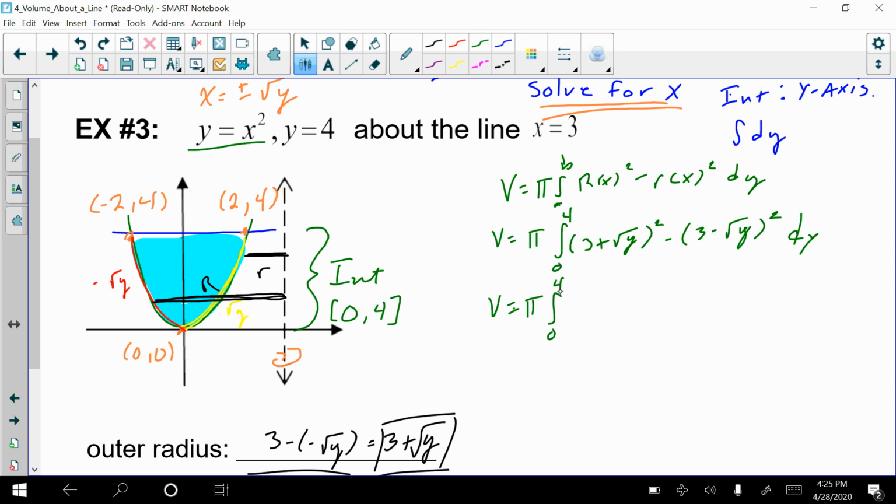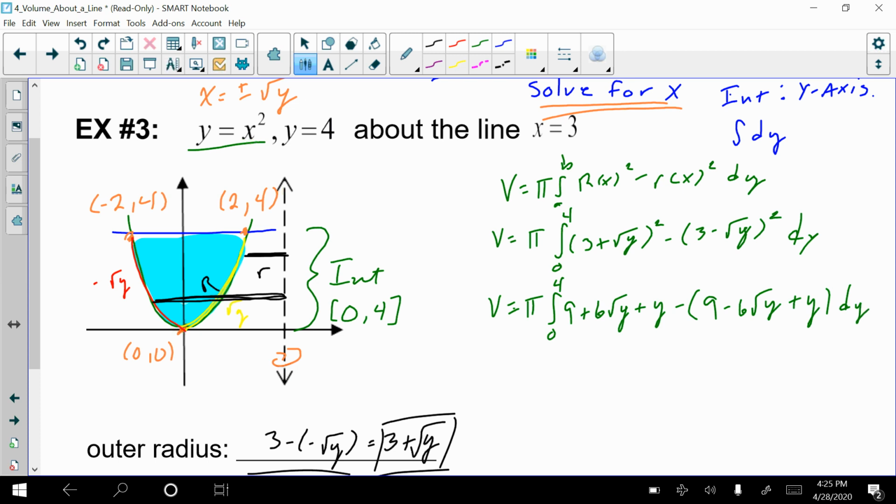So when you expand the binomials and distribute everything inside of them, the 3 plus square root of y squared is going to give you a 9 plus 6 radical y plus y, minus, and when I expand and distribute the 3 minus radical y squared, I'm going to get a 9 minus 6 radical y plus y, dy.